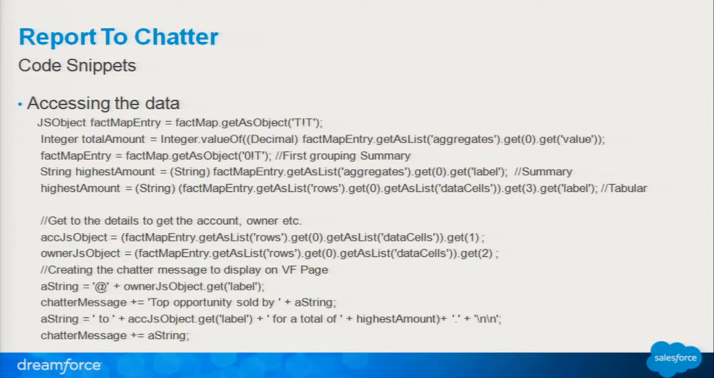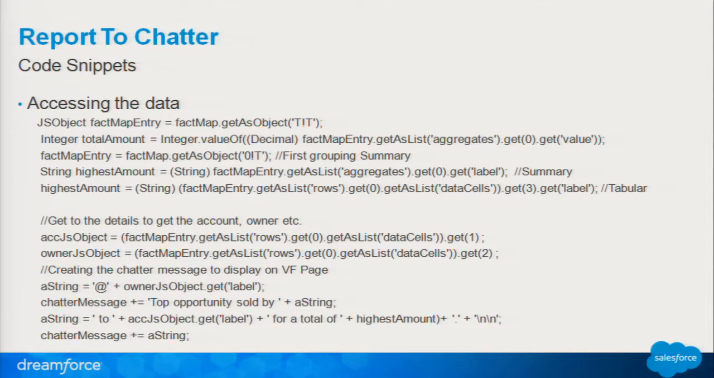We talked about how these reports have a strict formatting. So we know that the fourth column has the amount field, so we get it from get(3) and store it in the highest amount. Similarly, you can get the account and the owner objects. Then you can weave all these together and form a Chatter message.